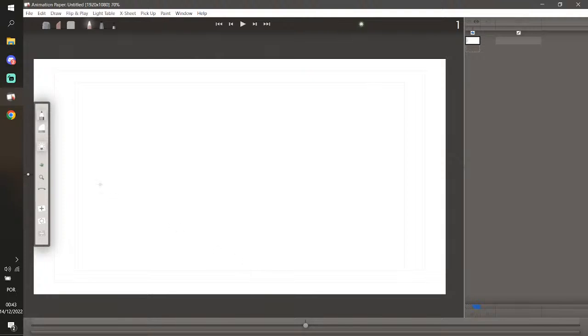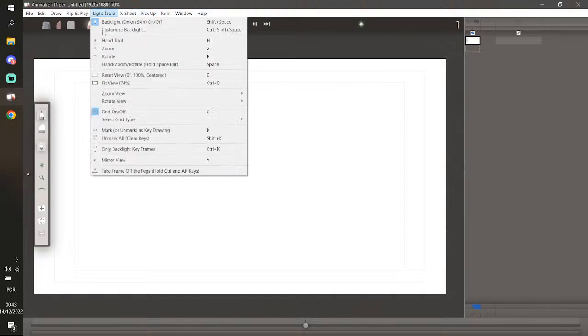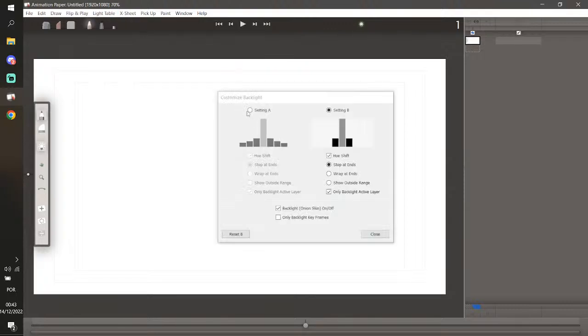And on that, is there any way to change the guides in Animation Paper? Because these lines are so light. No, not that I know. I'm sorry.